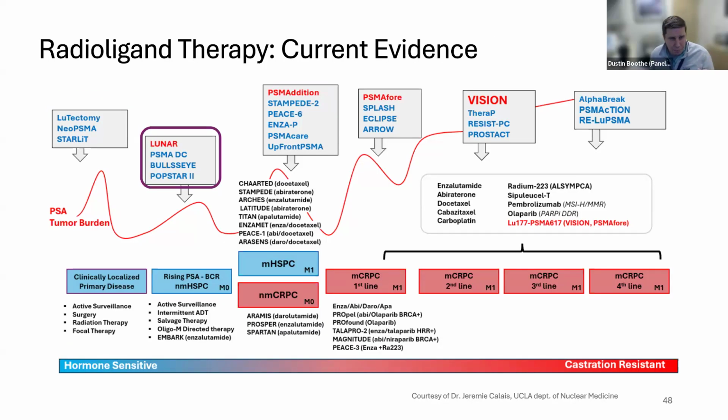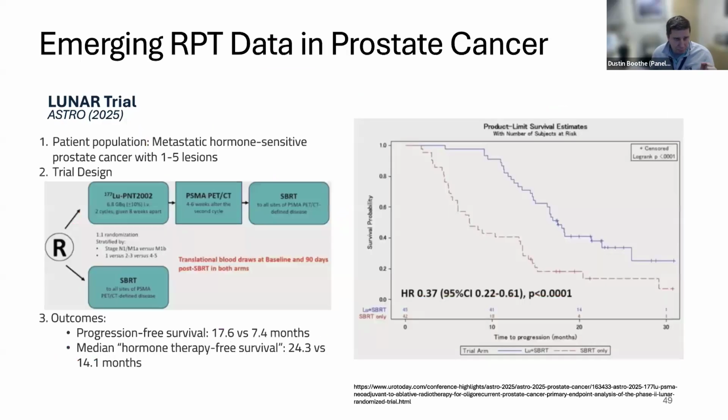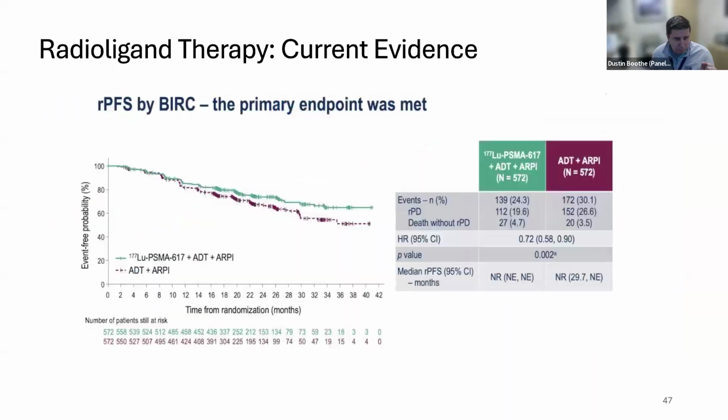So, back a slide. There we go. So the primary endpoint was met so far. What that's looked like is a difference of PFS that we don't even have enough data to look at the median rPFS, but the hazard ratio is 0.72, p-value is 0.002. You can see that the curves are separating.